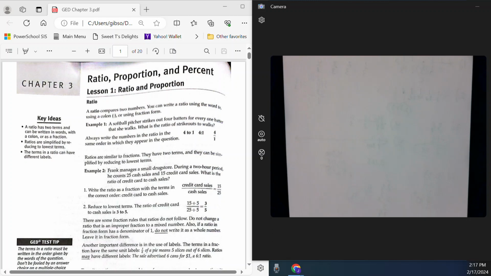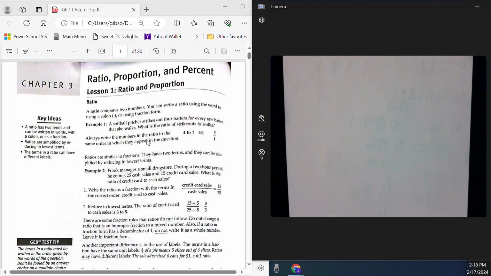Now, it tells us that a ratio compares two numbers. You can write a ratio using the word to, using a colon, or using fraction form. Let's take a look at example 1. Example 1 states, a softball pitcher strikes out four batters for every one batter that she walks. What is the ratio of strikeouts to walks?